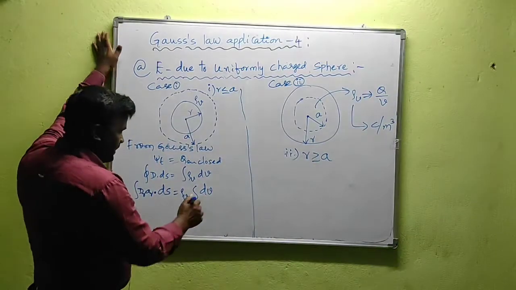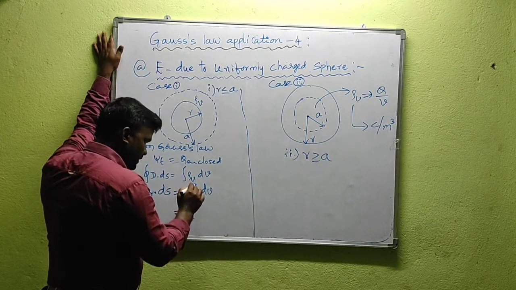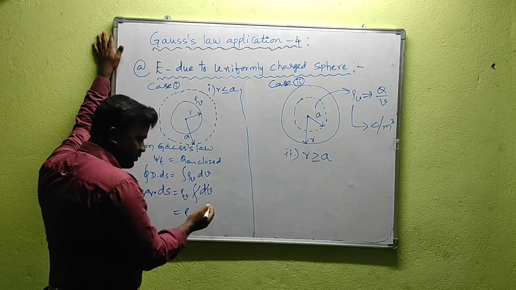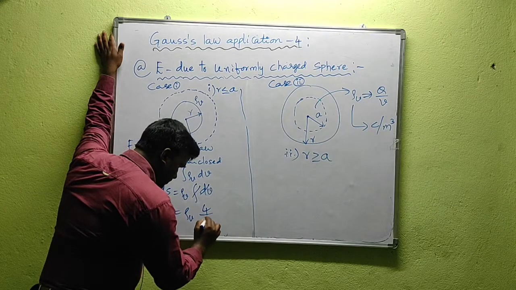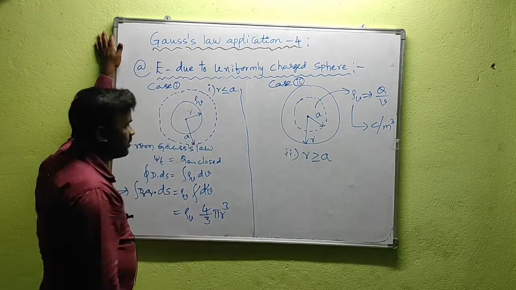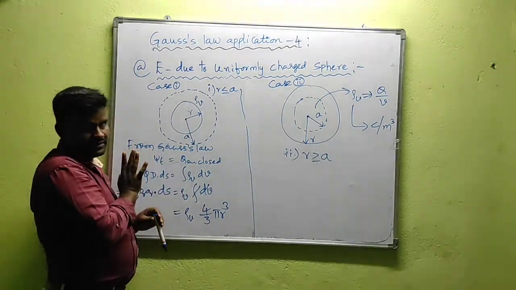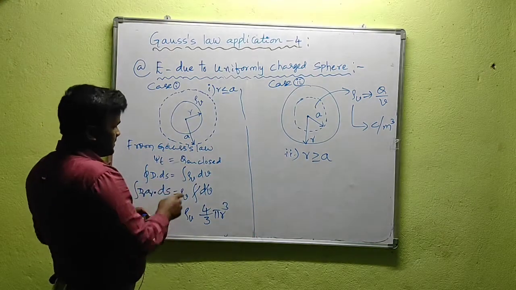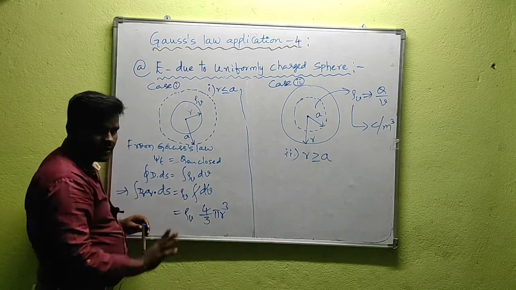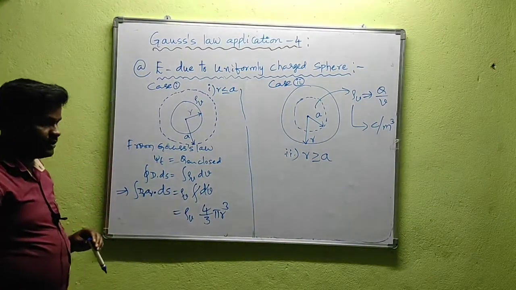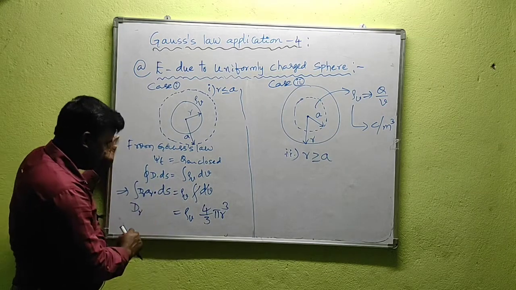Now for rho_v integral dv, the integration and differentiation cancel, and we get the volume of the sphere, which is nothing but 4/3 pi r cubed. You can take the radius as r or a, but in this case, for Q enclosed, it should be 4/3 pi r cubed. So that's what you will get here.